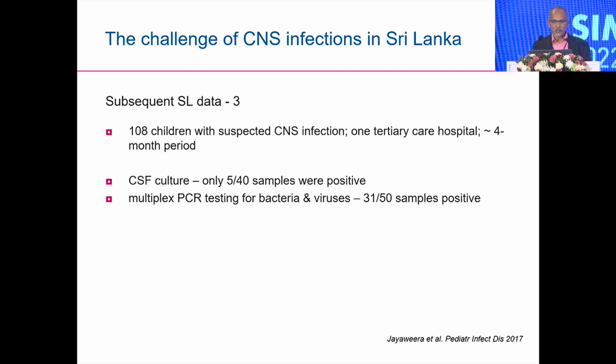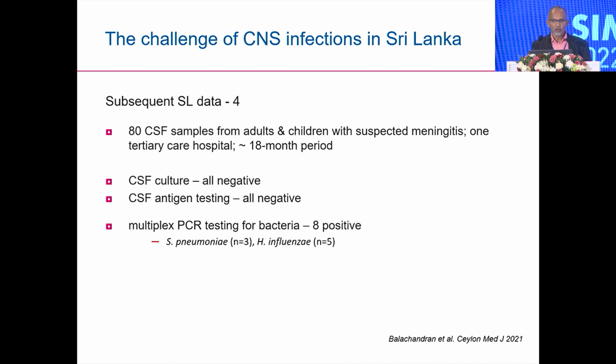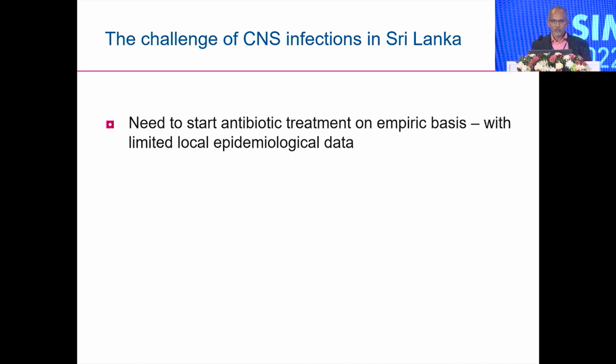A third study, 108 children in 1 tertiary care center, where they were able to culture 5 out of 40 samples, and with multiplex PCR testing, they were able to identify 31 out of 50 samples. And the most recent one, published last year, 80 CSF samples from 1 center. All the cultures were negative, all antigen testings were negative, and with multiplex PCR testing they were able to identify 8 positive cases. So end of the day, we have very little data to go by.